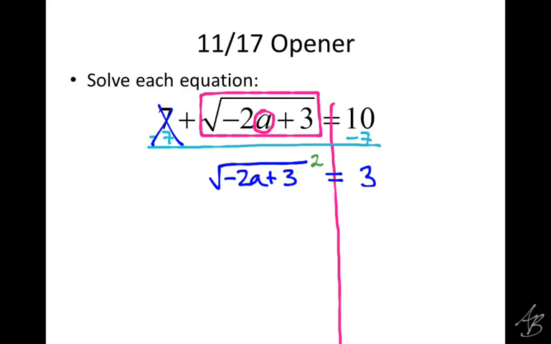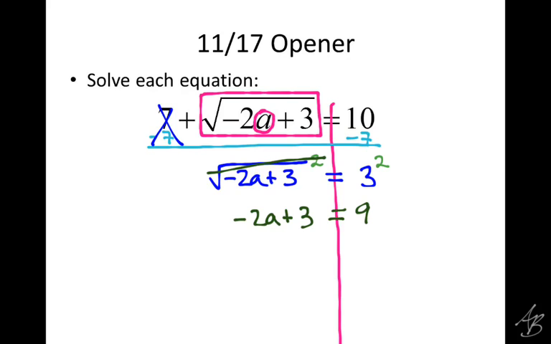All right, and if I square the left side, then I need to square the right side. All right, so on the left side, when those squares cancel, what does that leave us? Okay. And on the right side, 3 squared is? 9. All right, now we just solve like we normally do, right? Right? Yes. Okay, so what do we do next?